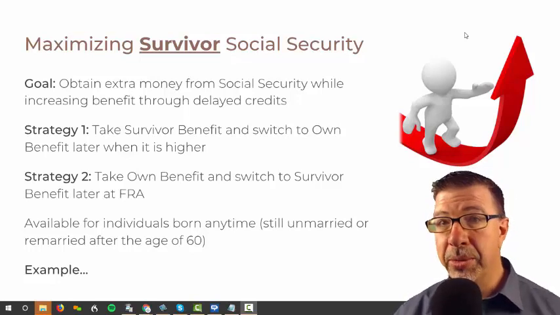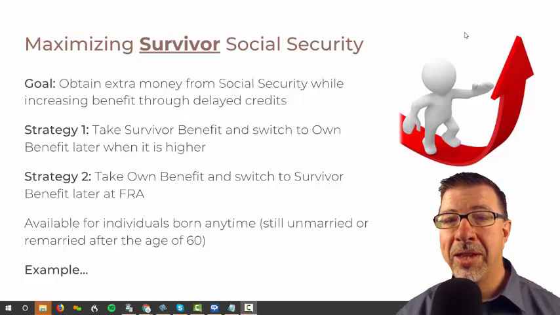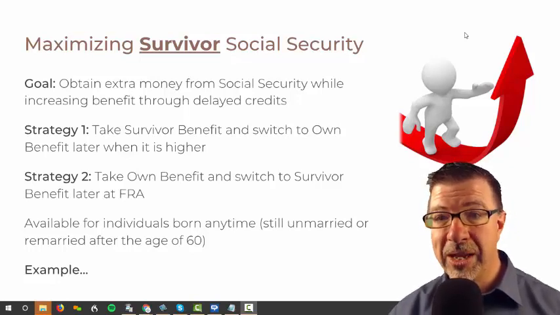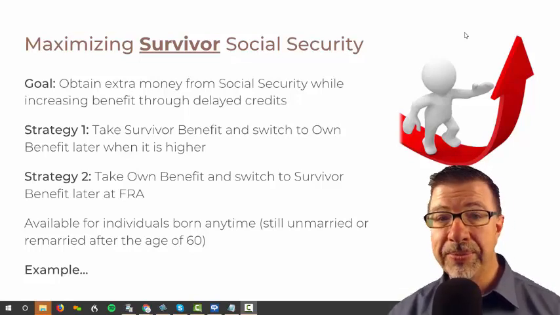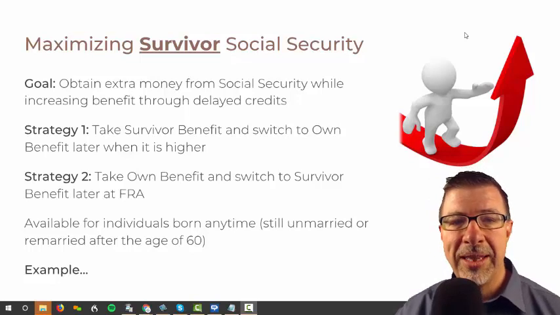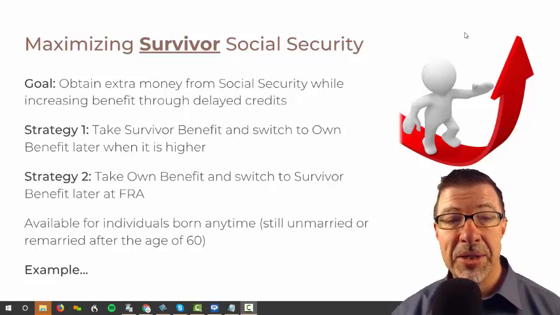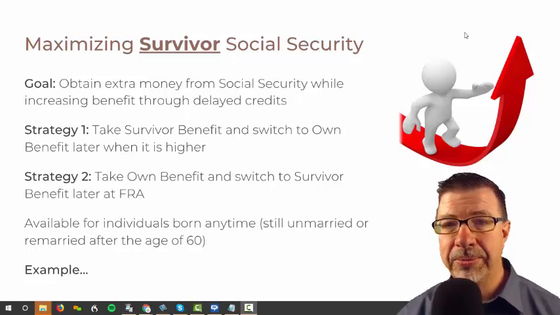It is also possible, using strategy 2, that the survivor benefit is higher than your own benefit. And so you could take your own benefit now, and then once the survivor benefit is, we should back up and say, you can take your own benefit now.